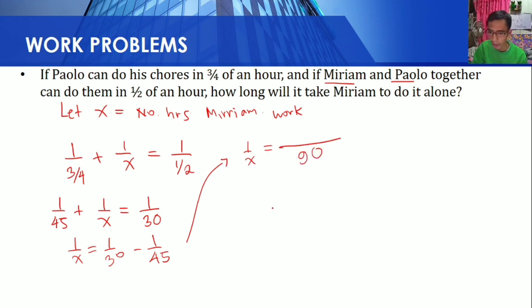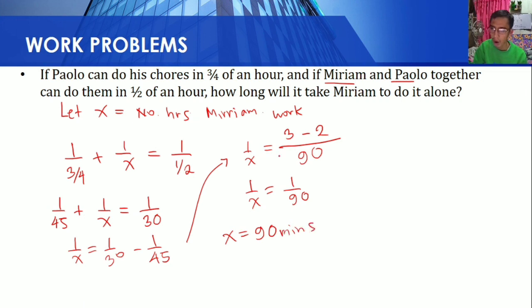So 90 divided by 30, that will be 3. So 3 times 1, so 3. So minus, 90 divided by 45 is 2. So 2 times 1, that is 2. Therefore 1 over x is equal to 3 minus 2, that is 1 over 90. So solving for x, x is equal to 90. So that 90 is 90 minutes, di ba?